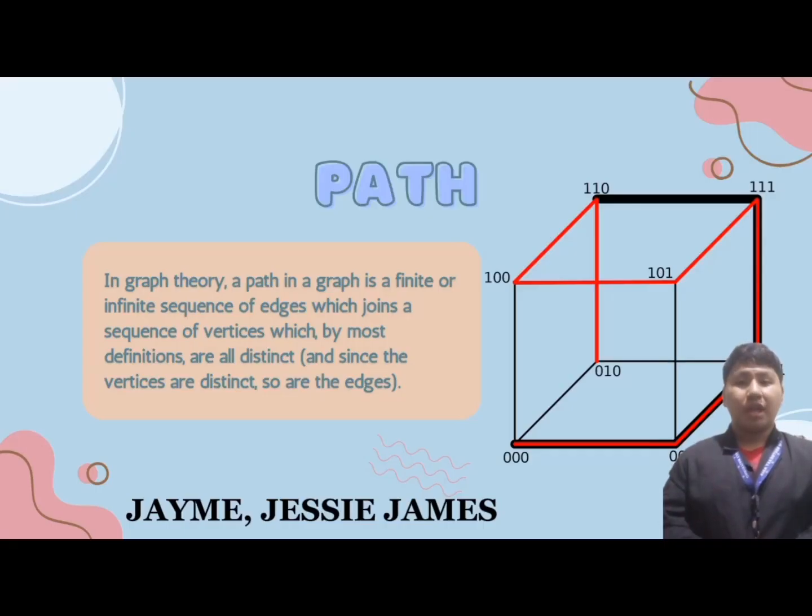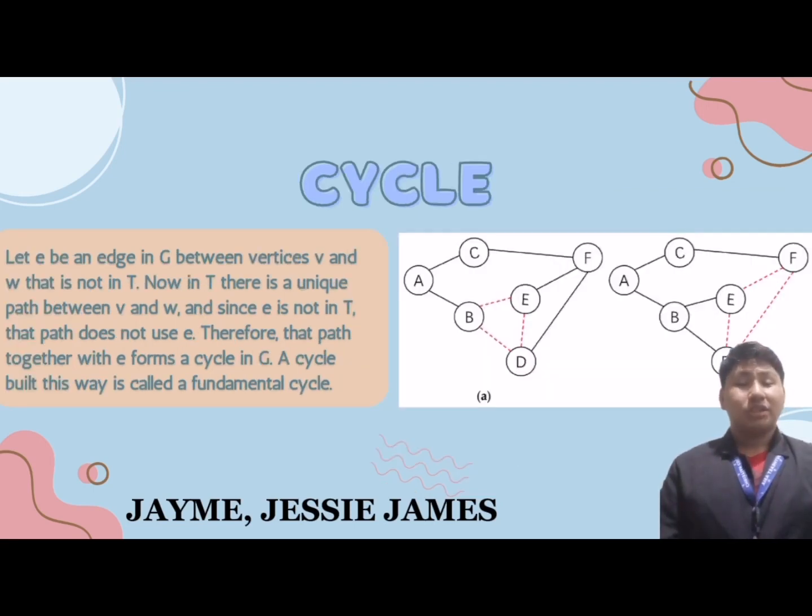That's about path. In graph theory, a path in a graph is a finite or infinite sequence of edges which joins a sequence of vertices which, by most definitions, are all distinct, and since the vertices are distinct, so are the edges. And now let's talk about cycle.